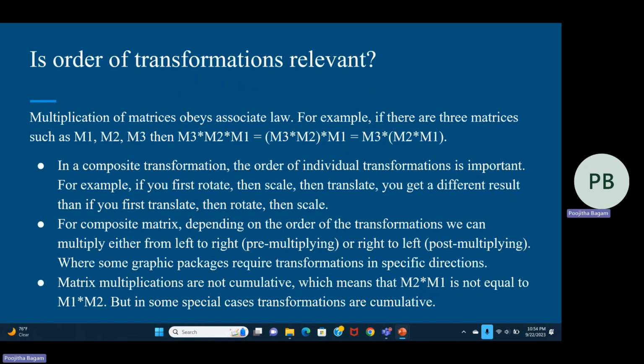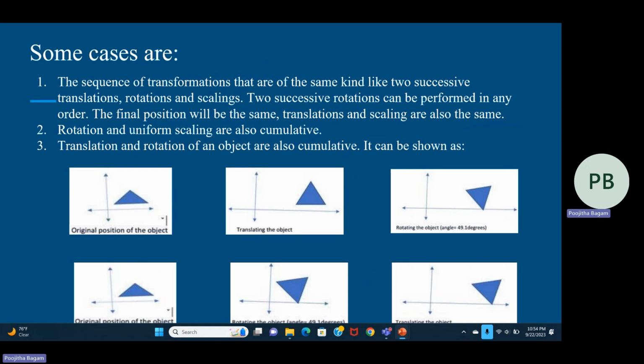For a composite matrix, depending on the order of the transformations, we can multiply either from left to right or right to left. And coming to matrix multiplication, we know that matrix multiplication is not commutative, which means that the product of M2 and M1 is not equal to the product of M1 and M2. But in some special cases, transformations are commutative. Some of the specific cases are sequences of transformations of the same kind, like two successive translations, two successive rotations, and two successive scalings. The final position will be the same.